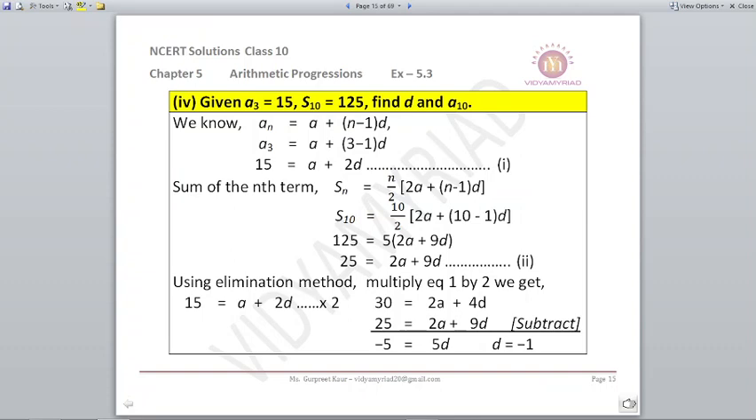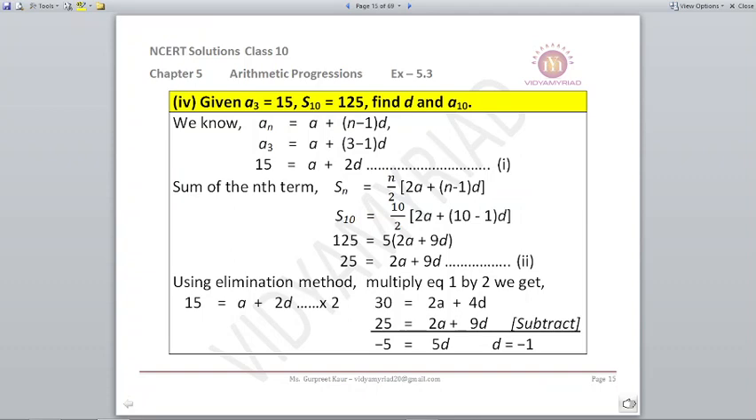So your equation number 2 is 25 is equal to 2a plus 9d. Now you have equation 1, you have equation 2. You can use the elimination method by making the variables the same. We have tried to make a the same. On subtracting, we get d is equal to minus 1.